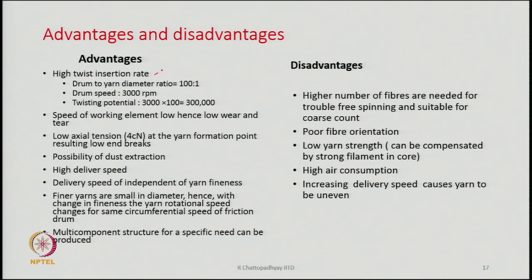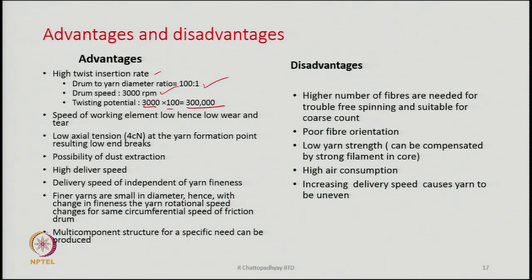The advantages and disadvantages: high twist insertion rate, drum to yarn diameter ratio is 100:1. So, if the drum speed is 3000 rpm, typical speed is 3000, the twist potential is 3000 into 100, 3 lakh revolutions of the yarn, that is possible. How much revolution is there of the yarn for ring spinning? Hardly, maximum 20,000, 22,000.